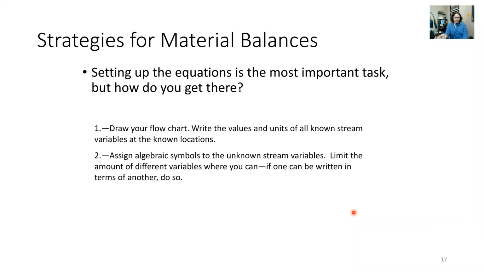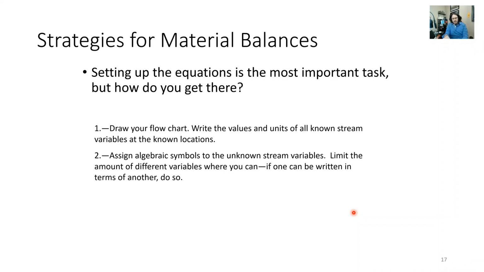Assign algebraic symbols. So we were using N1, N2, N0, whatever for the molar flow rate. When we have volumetric flow rate, we use a V as in Victor. When we use mass flow rate, we typically use an M. You can use any variable you want, just as long as you keep it straight. That's kind of the big thing.